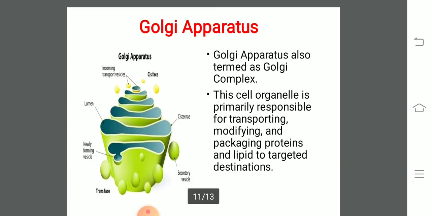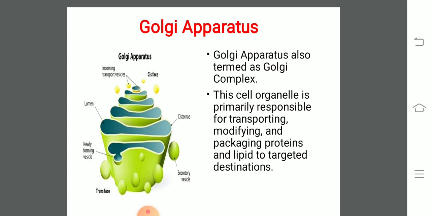The next component is what? A Golgi apparatus. What is the Golgi apparatus? It is also termed as a what? A Golgi complex. The cell organelle is primarily responsible for transporting, modifying and packaging proteins and lipids to targeted destinations. It is made up of, as you are observing in the picture, 5 to 8 hollow and flat sacs. They are placed parallel to each other. Okay, these sacs are called cisternae and are filled with different enzymes.